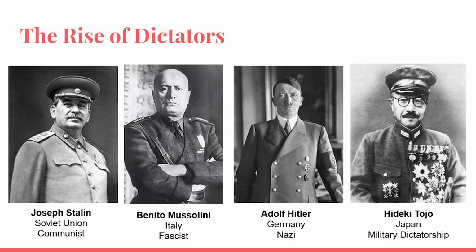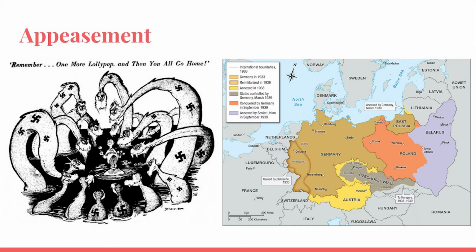population. On the other side of the world, the Japanese Empire functioned under the essentially military dictatorship of Hideki Tojo. Japan has a royal family, but Tojo's position as the head of the military gave him unmatched power within the Japanese government. With the rise of dictators came the downfall of the League of Nations.